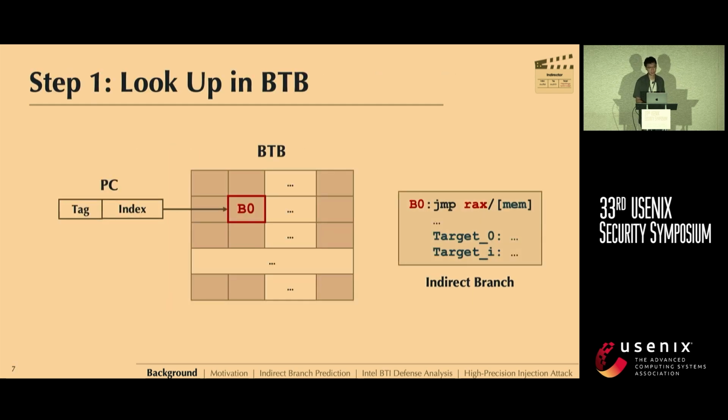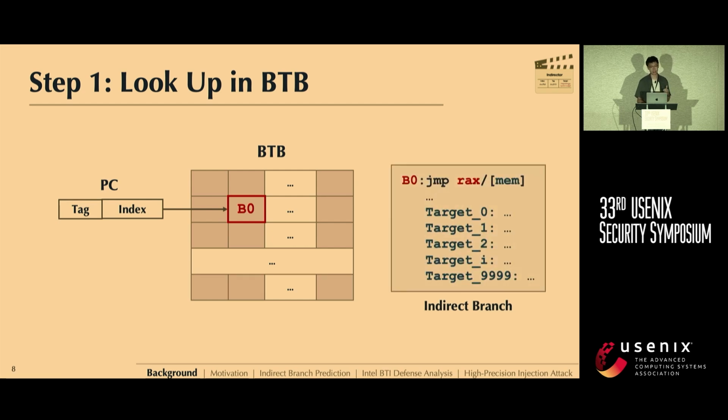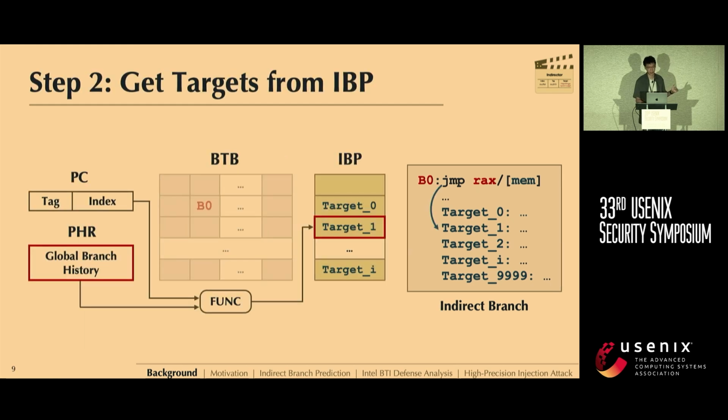The prediction process is divided into two steps. The first step is to look up in the BTB using its PC address. If it's a BTB hit, CPU will predict for it. But the problem with indirect branch is that it reads the target from the register or memory location at runtime. In other words, the number of targets can be unlimited. BTB cannot remember all the targets for it in one single entry. So it asks IBP for help.